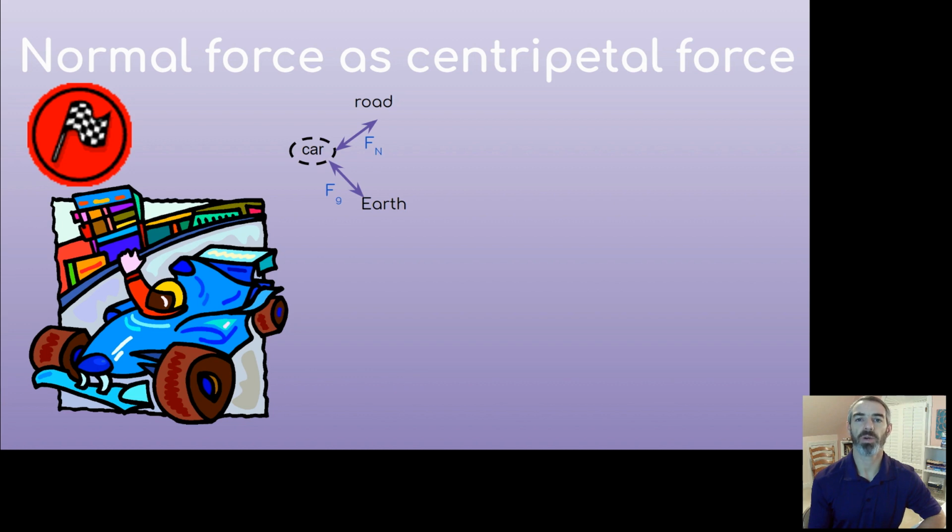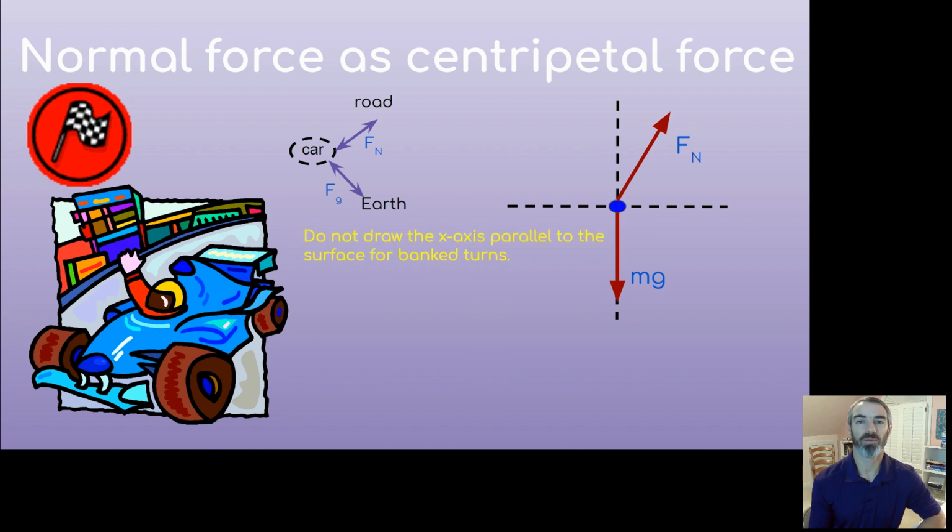Now, if you remember back when we learned to draw free body diagrams, we discussed that the x-axis is always drawn parallel to the surface. That is not true in this case. On banked roads, you're going to draw the x-axis horizontal and the y-axis vertical. In our free body diagram, the normal force is still going to point perpendicular to the surface, and gravity is going to point to the center of the earth, which is down, and we have our free body diagram with the normal force up and gravity down, but the normal force is at an angle. And remember, the x-axis does not get drawn parallel to the surface for banked turns.